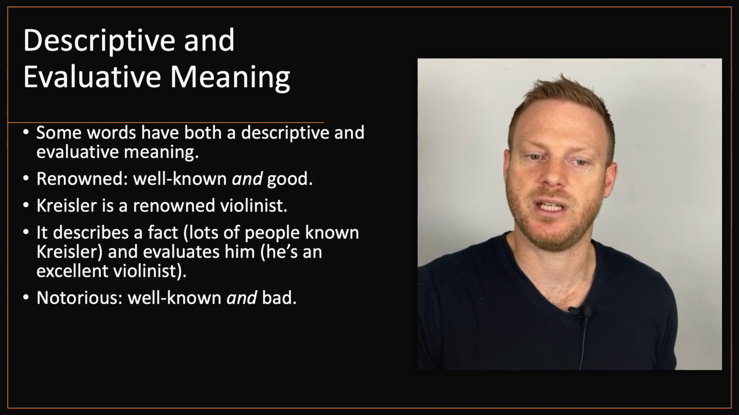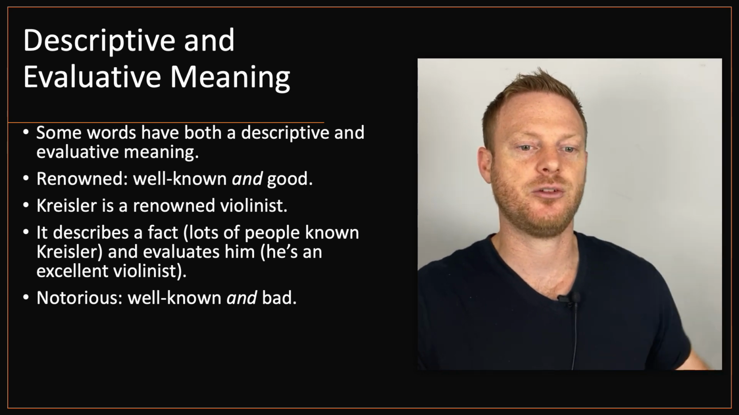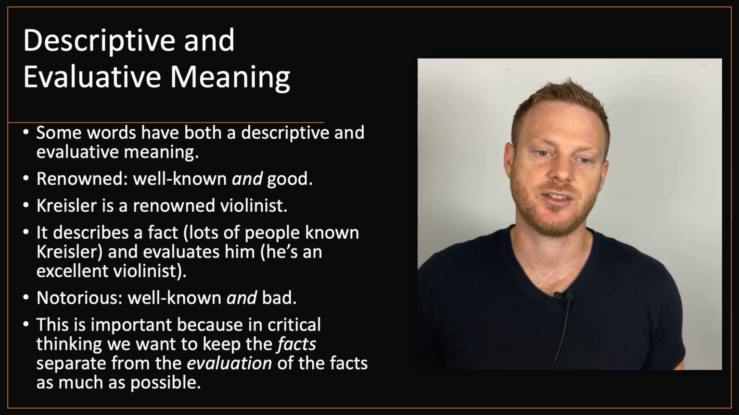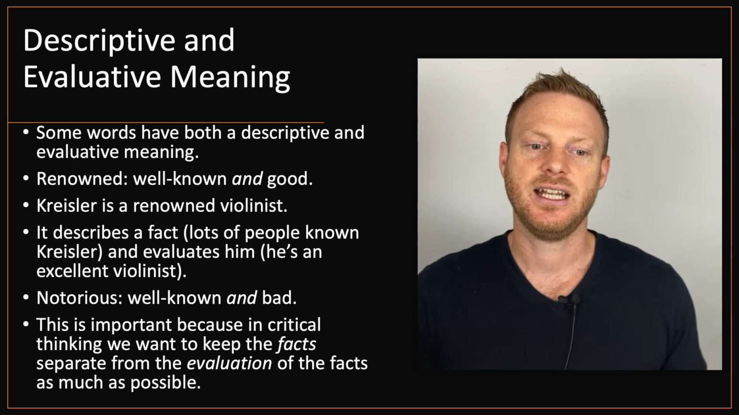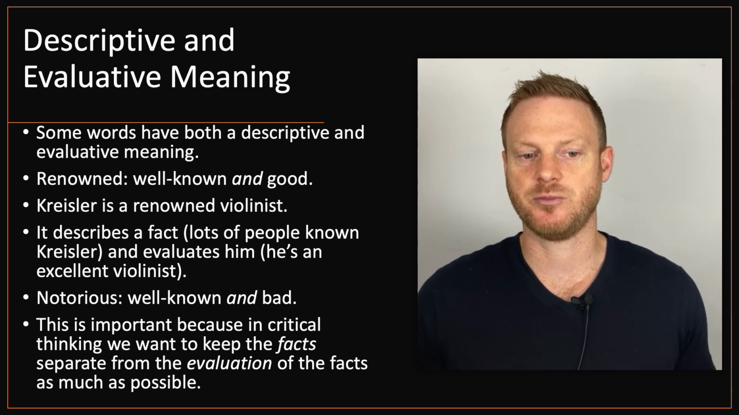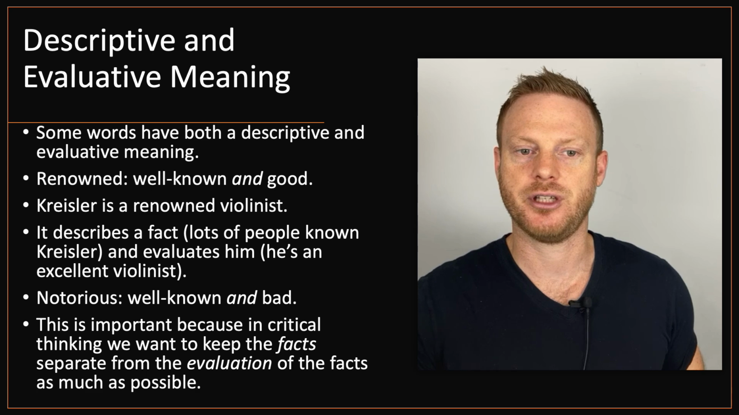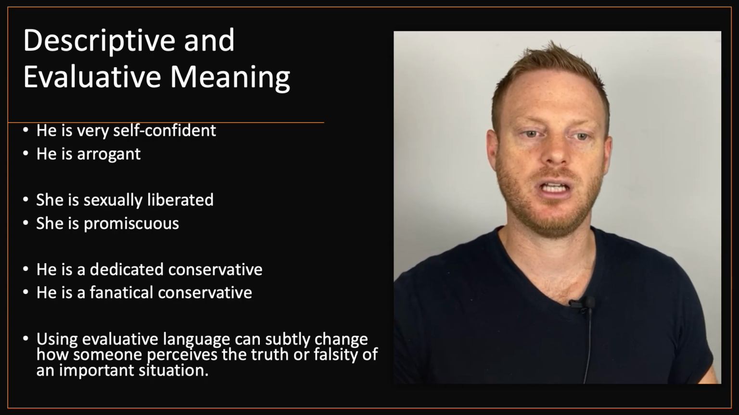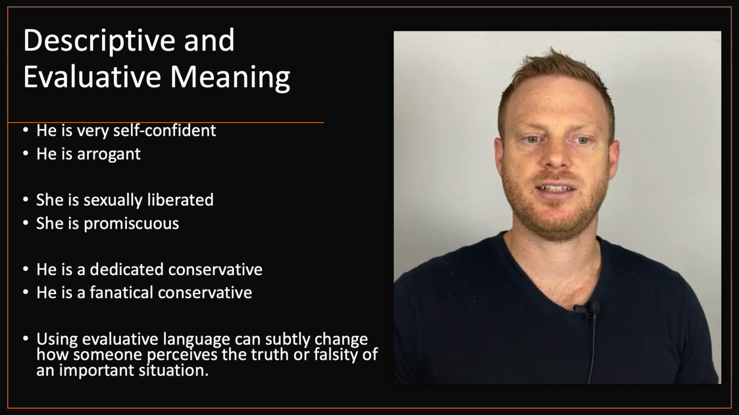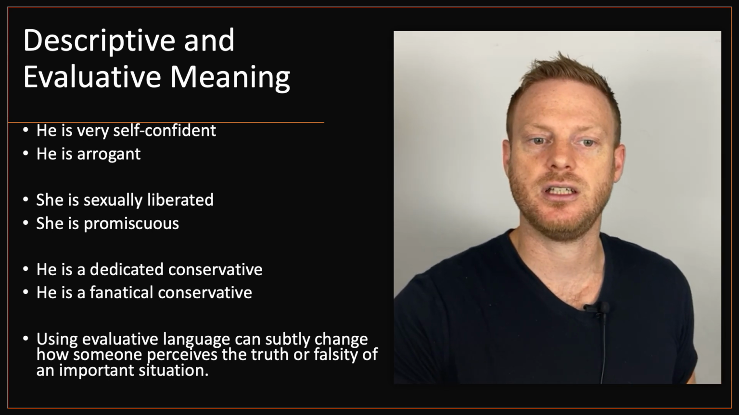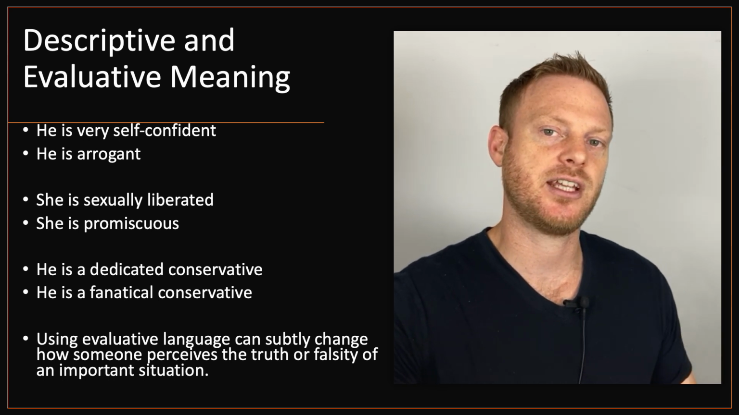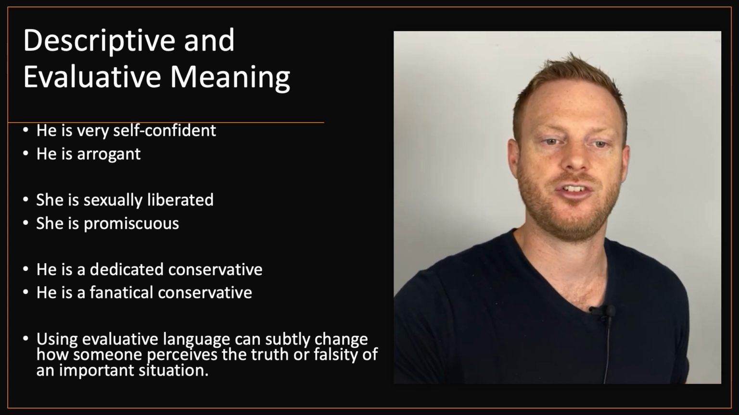Notorious is a similar word that means well-known and bad, so it's a negative valuation. And it's important in critical thinking contexts because we want to focus on the facts as separate from the evaluation, and we want to separate them as much as possible when we're doing critical thinking. So here are some examples that you can kind of think through. The sentence, he is very self-confident, is sort of a neutral descriptive meaning, whereas he is arrogant means the same thing, but it adds sort of a negative connotation to it.